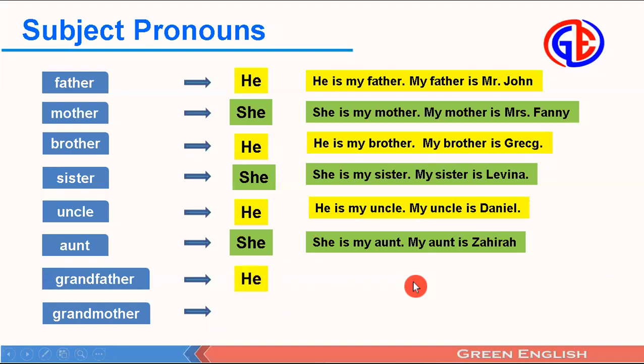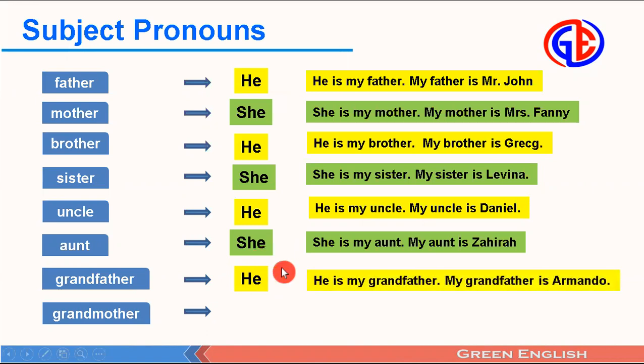Grandfather, just like uncle, brother, and father, grandfather has the same pronoun, which is he. Yeah. He is my grandfather. My grandfather is Armando. Oke, dia adalah kakek saya. Kakek saya namanya Armando. Atau kakek saya adalah Armando.